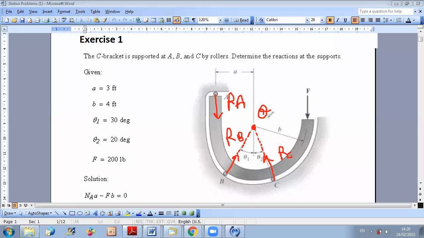Because when I do sum of moment about O, RB will not have a moment, RC will not have a moment, and I only have the moments of F and RA. And since F is known, the only unknown will be RA, so I can get RA from doing sum of moments about O. So I can start by the first equation, sum of moments about O equals to 0. Now, as I told you before, always consider a certain positive direction. So you try to close your equation.